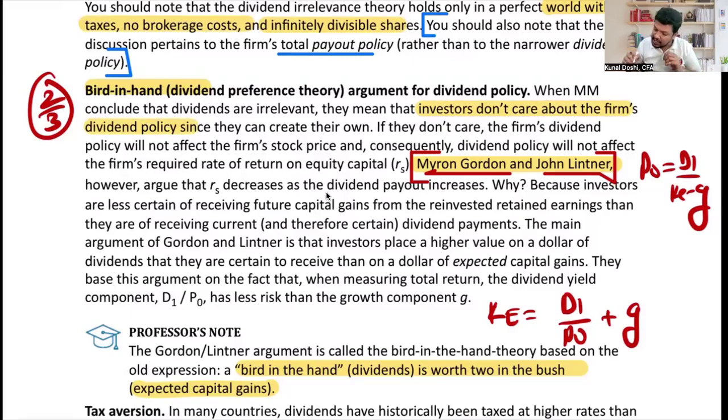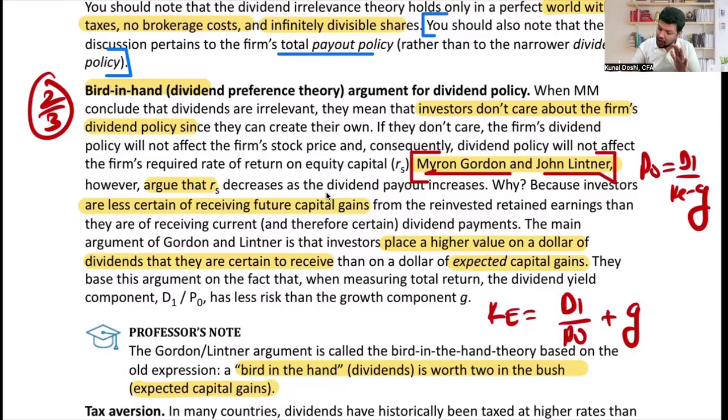But here, these two guys argue that decreasing the payout ratio is not sensible. Why? Because investors are less certain of receiving future capital gains. They are not sure whether future capital gains will be received or not. They rather value what is paid now. So they place a higher value on a dollar of dividends that are certain to be received. They appreciate certainty more than something that is going to be received in the future. So they give more value to the current dividend rather than the future growth rate.